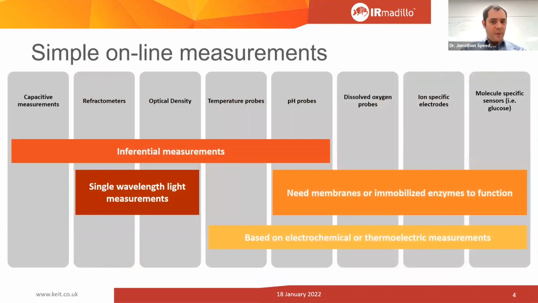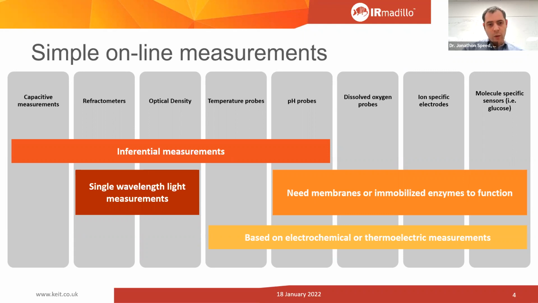So in terms of online measurements, just to go into a little bit more detail here, there are quite a few. We've got capacitive measurements, refractometers, optical density, temperature probes, pH probes, dissolved oxygen, ion-specific electrodes, or molecule-specific sensors. This is not exhaustive. There may well be some others, but this is a relatively good breakdown. And you can see on the left, we've got inferential measurements. So they are measuring fundamental properties, but they're not measuring chemicals.